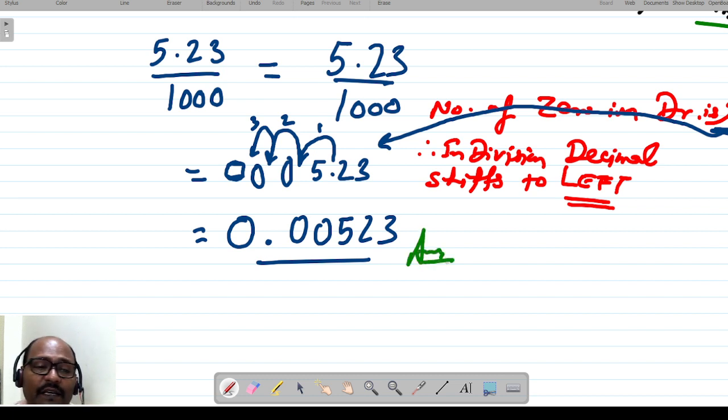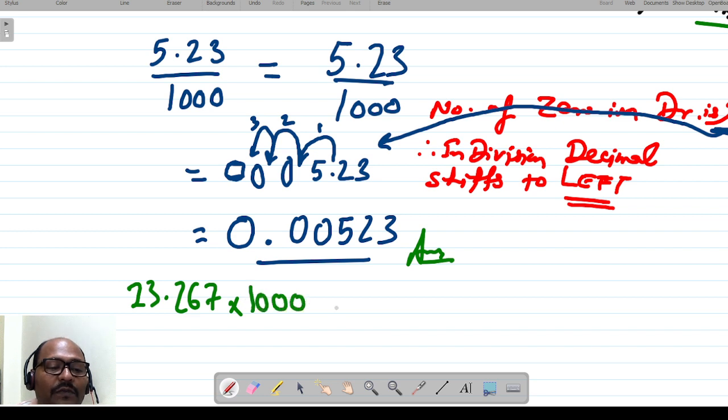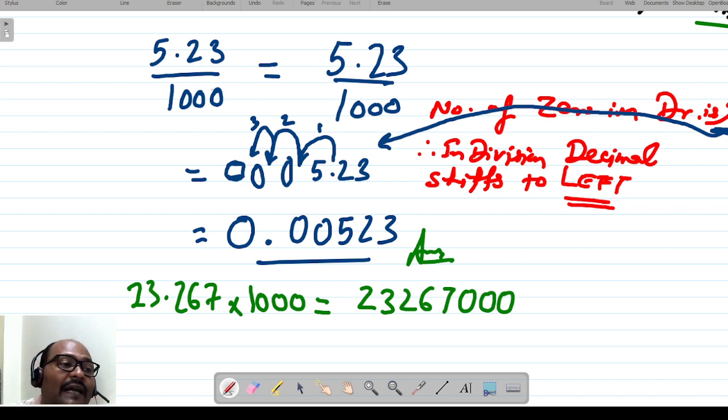Now, students, we will take some more examples of multiplication. Okay, one more example only, it will take a very short time. Let the number 23.267 be multiplied by 1000. What will be the answer? Here it will be 2326700. In this case, I will just write it down.